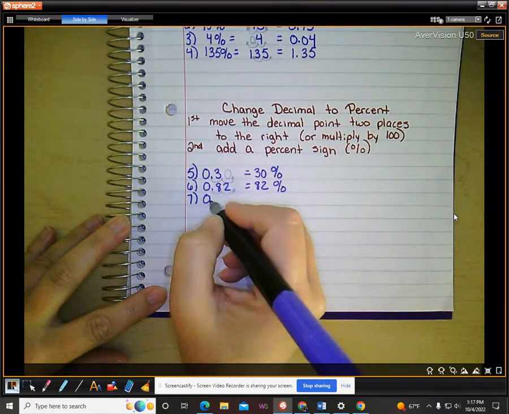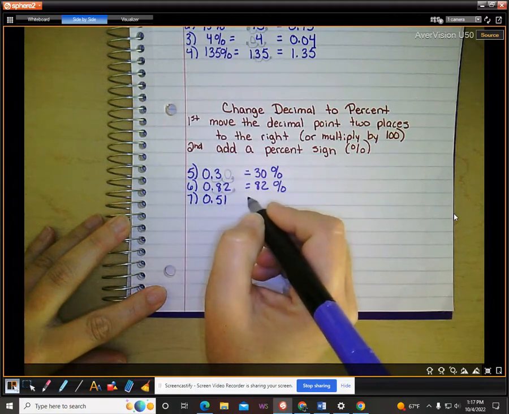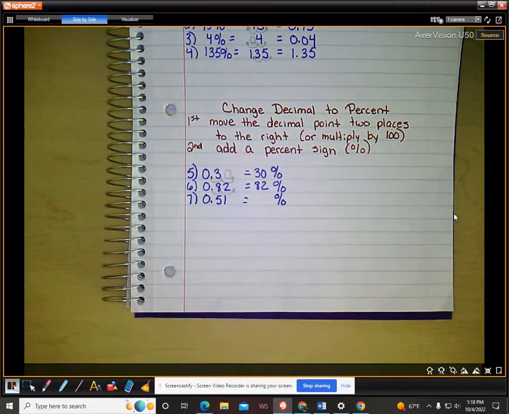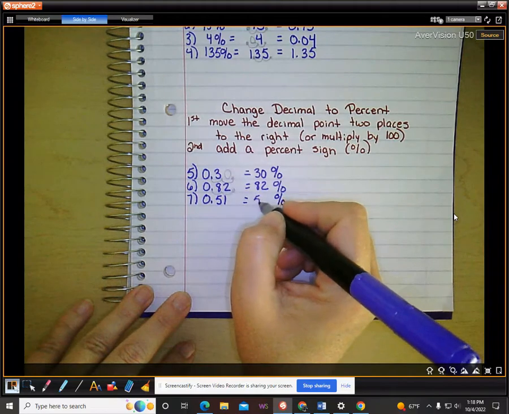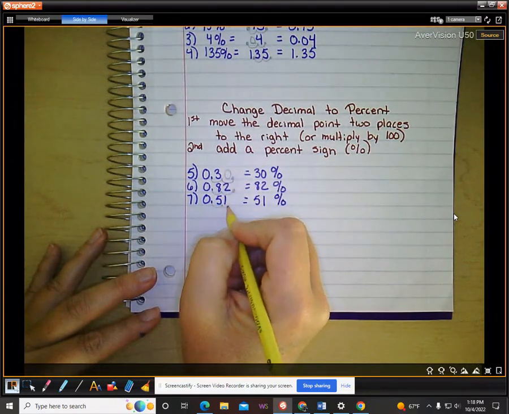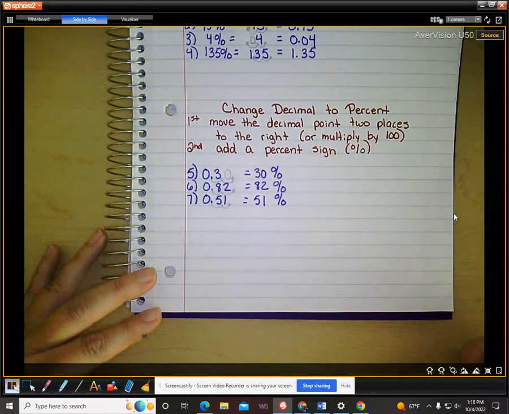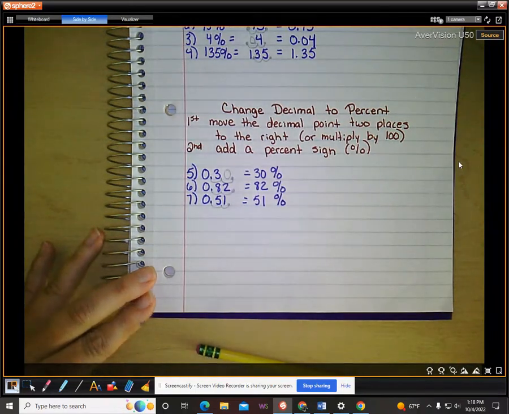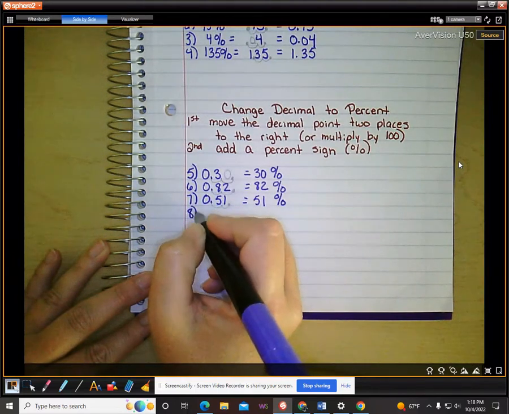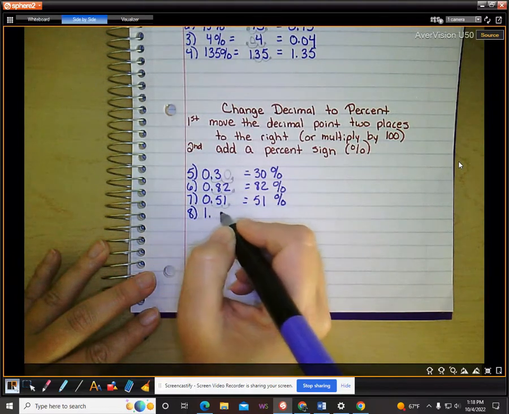7, 51 hundredths. Okay, we need a percent sign. Elizabeth, 51%. Absolutely. Take that decimal point, move it 2 places to the right. Okay, we'll end up having a 9 because first hour someone brought up another kind of different situation that I want to show you also.